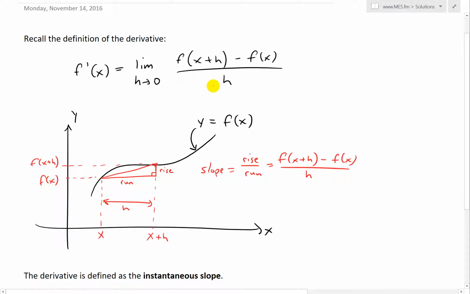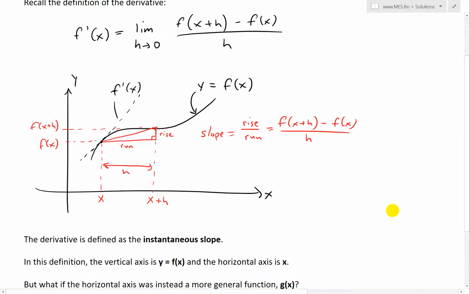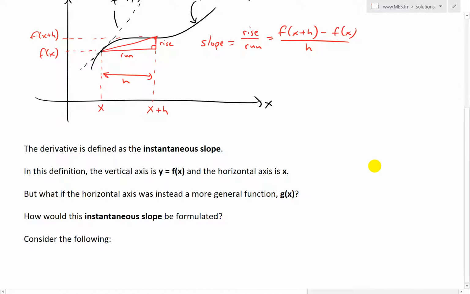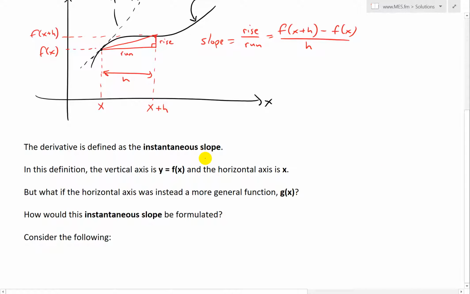And now the derivative is this same slope, but as this h value or the run approaches 0. In other words, it's the instantaneous slope. If you get this h value approaching closer and closer to 0, you get a slope that approaches something like this, and this would be our f prime of x, which is the instantaneous slope at this very point. And this is expressed using this limit. So basically the derivative is defined as the instantaneous slope.